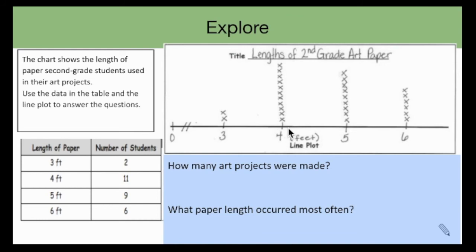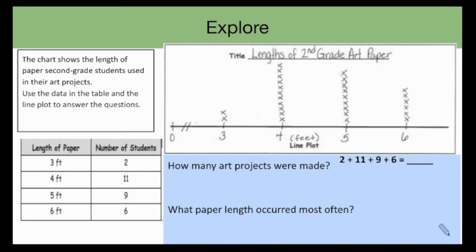They're asking us how many art projects were made. Well, in order to find out the answer to this question, we have to add up the total of our projects made, which is illustrated by the number of X's on the line plot. 3 feet of paper was used by 2 students. 4 feet of paper was used by 11 students, and so on. An equation to represent what is happening in the line plot could look like this. 2 plus 11 plus 9 plus 6.